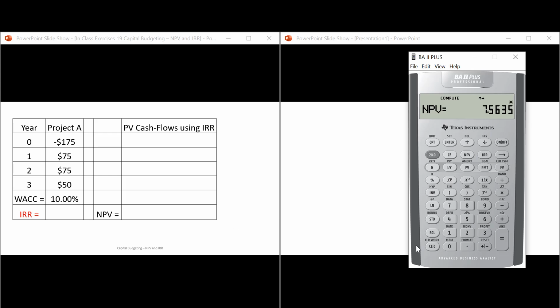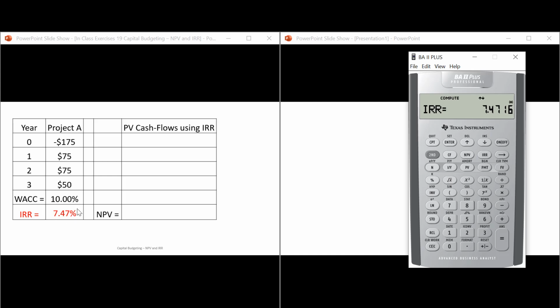Okay, now let's do the internal rate of return. So we're going to clear, so cash flow, second, clear. Our cash flow is 175, change the sign, enter. We go down, we have 75, enter, down until we get cash flow 2, which is also 75, enter, down 2, cash flow 3 is 50, enter. And now we're going to hit IRR, and then we just compute. And we get the internal rate of return is 7.47%.